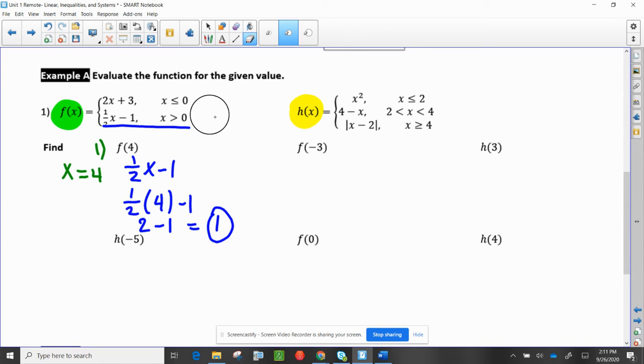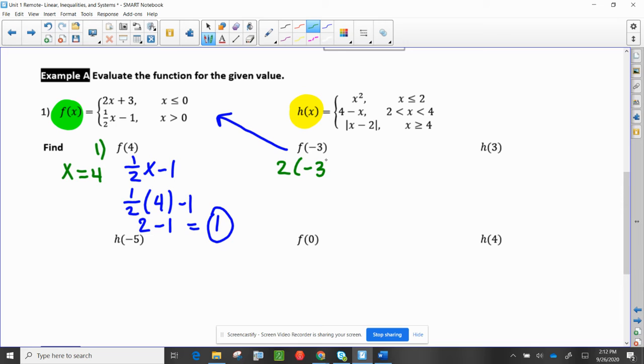A lot of evaluating piecewise is just deciding which function you're actually substituting into. So let's look at the next one, f of negative 3. Are we going to be plugging into the f of x equation or the h of x equation? Hopefully you said since it's f, we're going to use the f equation, so I'm going to be plugging in over here. Since it's negative 3, we just have to compare that with our domain restriction. Is negative 3 less than or equal to 0 or greater than 0? Since it's negative, we know that's less than 0. So I'm going to plug that in for x in the top equation. It'll be negative 3 times 2 plus 3. That's negative 6 plus 3, giving me a final solution of negative 3.